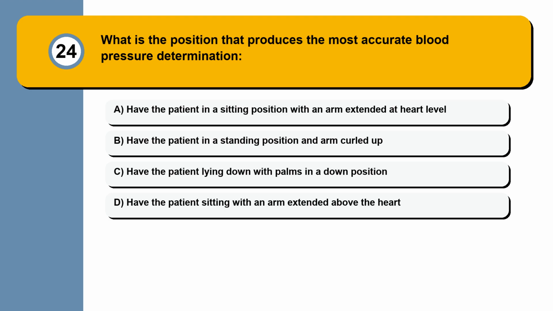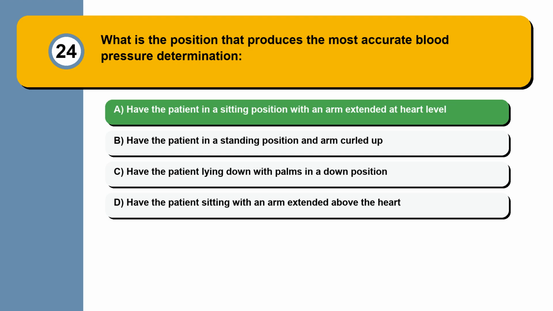Question 24. What is the position that produces the most accurate blood pressure determination? Here are your options. Option A. Have the patient in a sitting position with an arm extended at heart level. Option B. Have the patient in a standing position and arm curled up. Option C. Have the patient lying down with palms in a down position. Option D. Have the patient sitting with an arm extended above the heart.